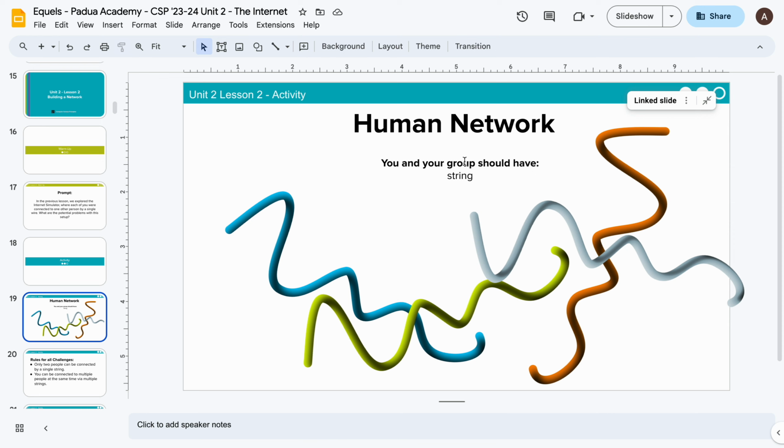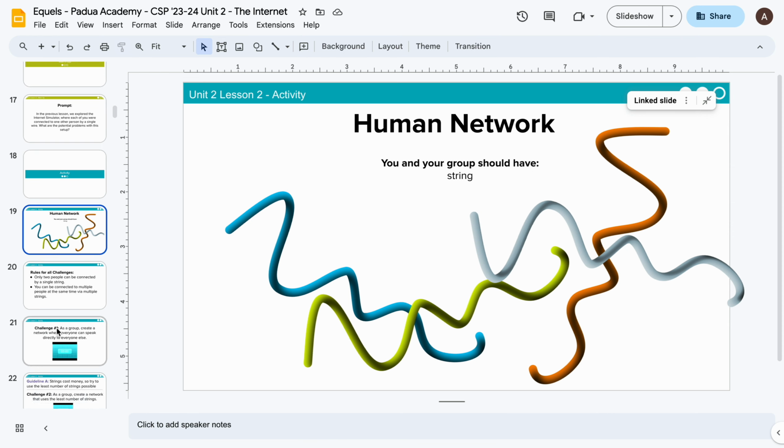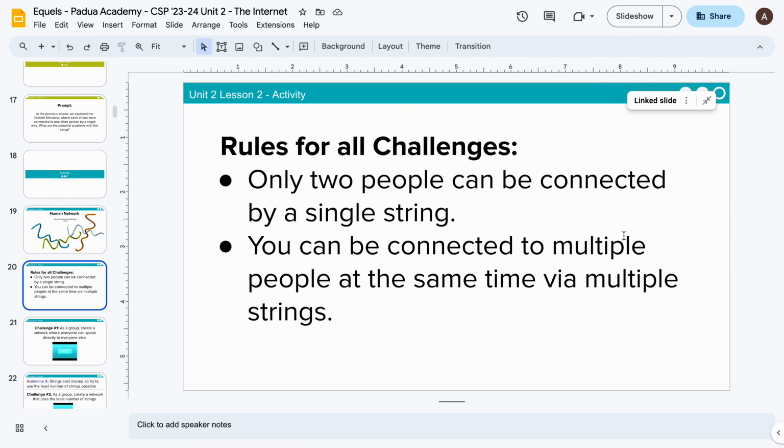Okay, so what you're going to be doing with this human network, we have a challenge that sort of expands in difficulty. So set up rule for all challenges. Only 2 people can be connected by a single string. So you cannot grab the middle of another string and consider that a connection via a single wire. It is one end of the string connecting to another end of the string. And you can be connected to multiple people at the same time via multiple strings.